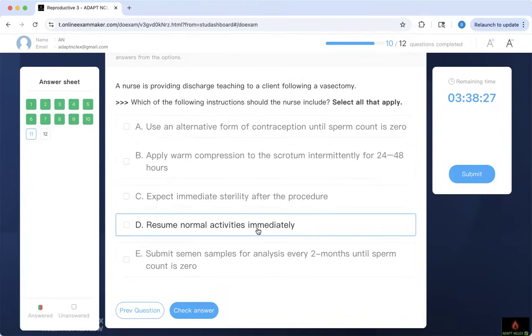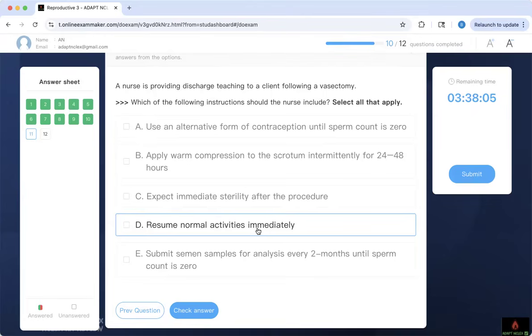Use an alternative form of contraception until sperm count is 0. Apply warm compression to the scrotum immediately, intermittently for 24 to 48 hours. Expect immediate sterility after the procedure. Resume normal activity immediately. Submit semen sample for analysis every 2 months until sperm count is 0.